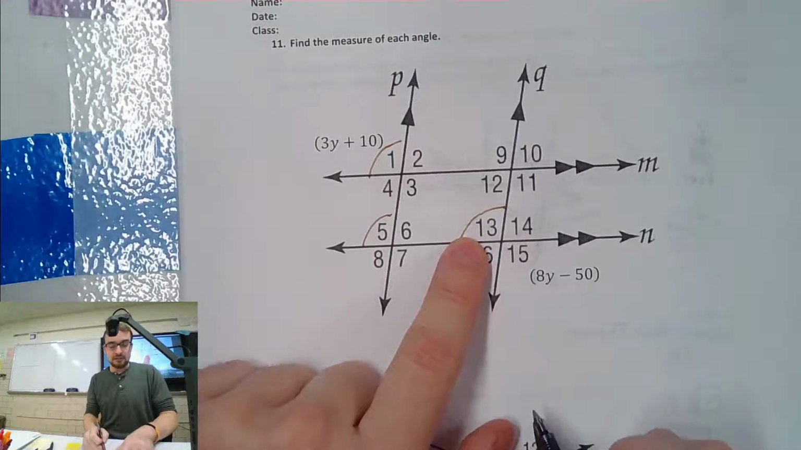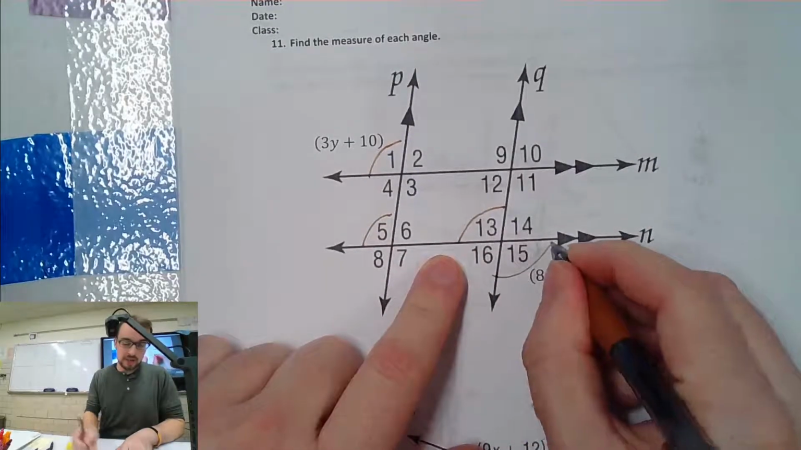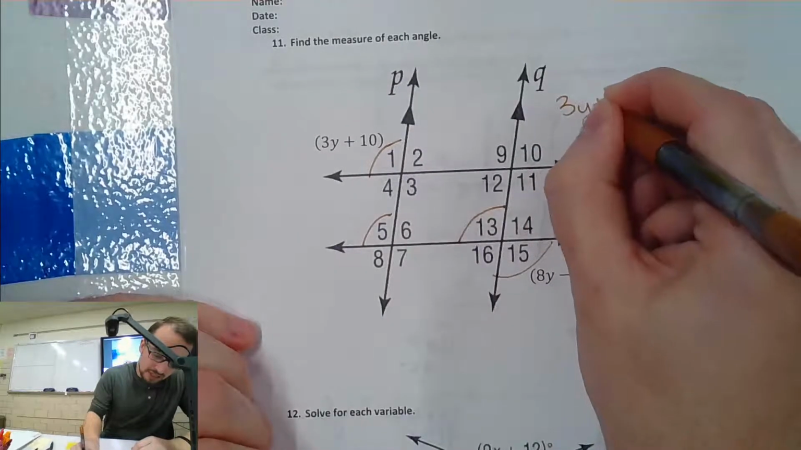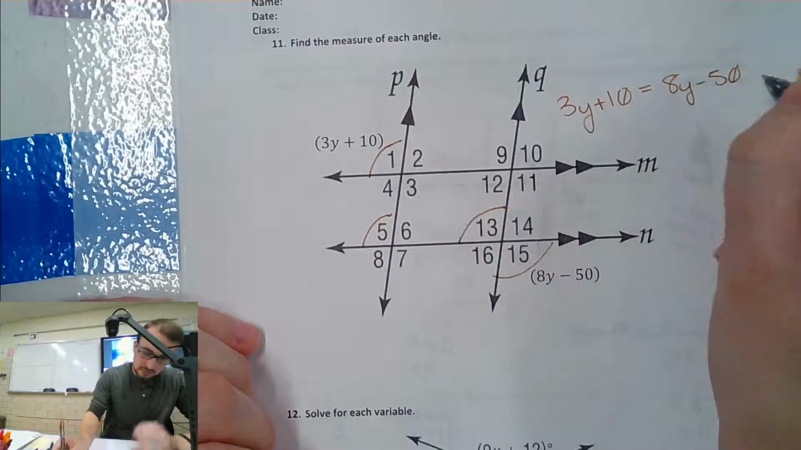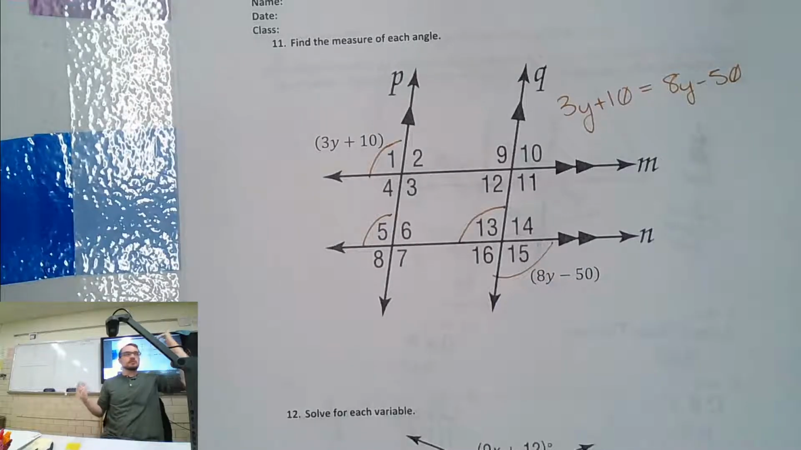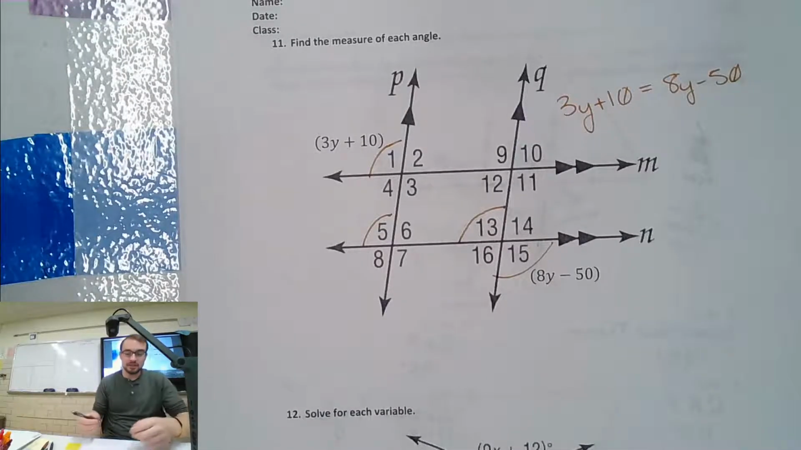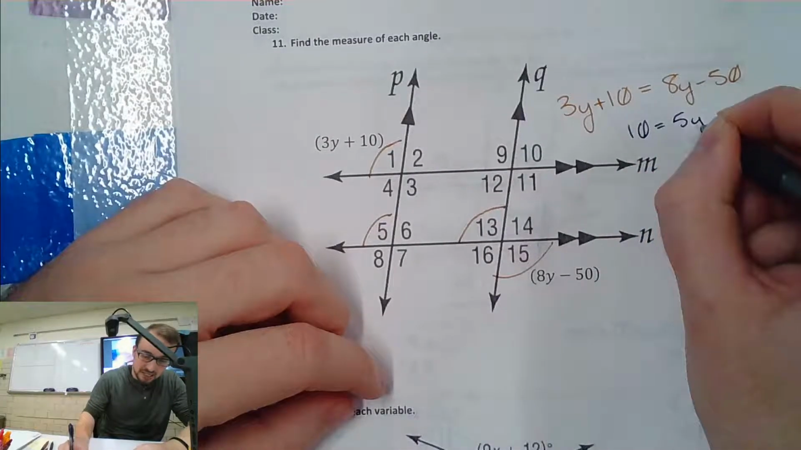Now, if 13 and 5 are the same, what do we know about 13 and 15? Vertical, so they're the same. So angle 1 and angle 15 must be the same, right? Well, if they are, they're equal to each other. So 3y plus 10 is going to equal 8y minus 50. Okay. So now let's do math. Terrible idea in real life, great idea in math. What are we going to do? Get y's together. So I'm going to subtract the 3y and move it over, and I'm going to get 5y on this side minus 50.